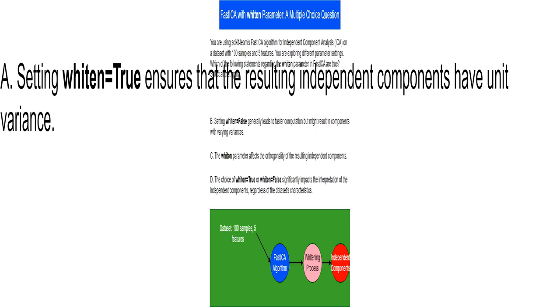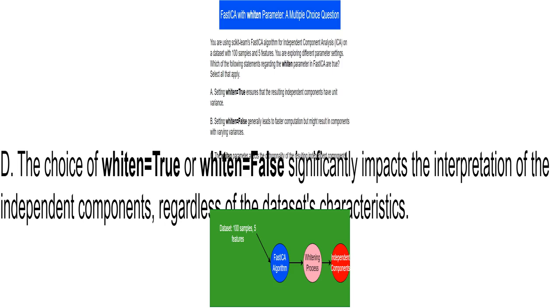I want to mention that while whitening might have a minor influence on the orthogonality, uncorrelatedness, of the resulting components, it is not its main purpose. Orthogonality is not the primary goal of ICA, statistical independence is. FastICA doesn't guarantee perfectly orthogonal components either way. The effect of choosing "whiten equals true" or "whiten equals false" on how I interpret the results strongly depends on the dataset. Sometimes the difference is tiny, other times it's significant. It is not a universally significant change.